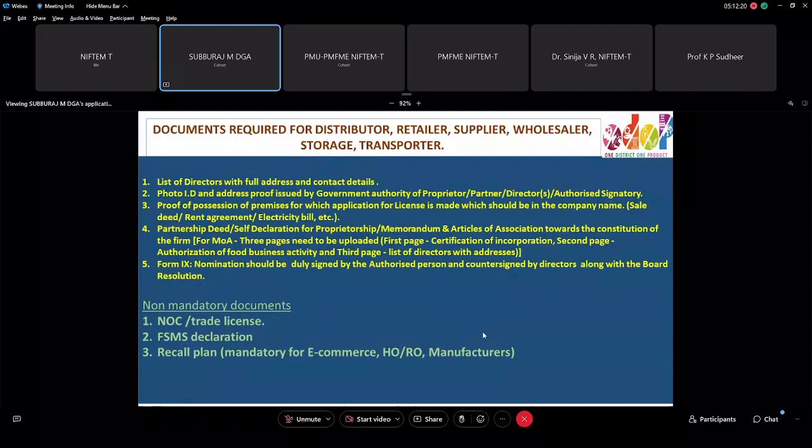It is very important. If you have the NOC, that is also great. Then the FSMS declaration and recall plan are already available on the Google website. If you are searching on Google, the FSMS declaration and recall plan are available. Just check that out.